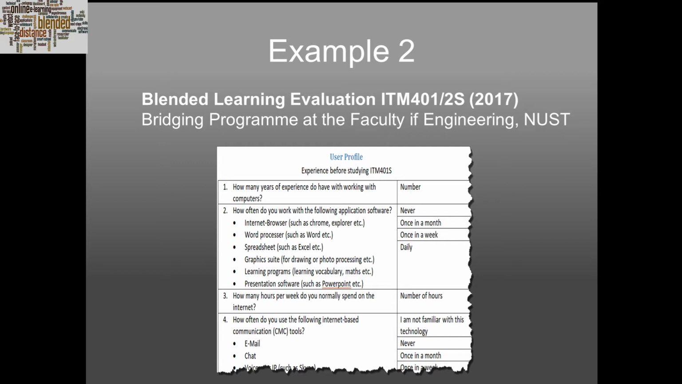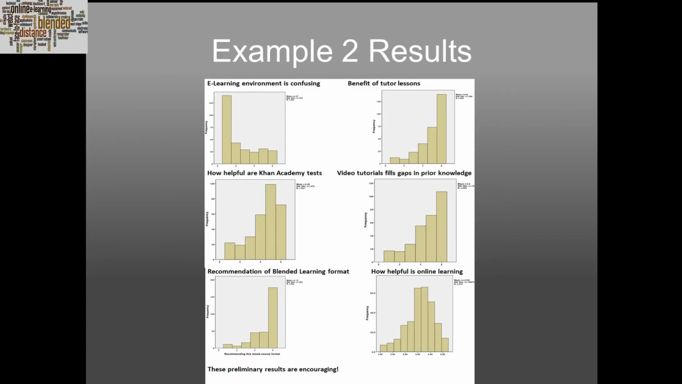Example 2 consists of an evaluation of a bridging program at the Faculty of Engineering at the NUST. The survey was carried out at the end of semester 1 and 2 in 2017. The questionnaire consisted of 81 questions concerning IT user profile, learning activities, and assessment of activities. 312 students answered. Here are some results of the survey.